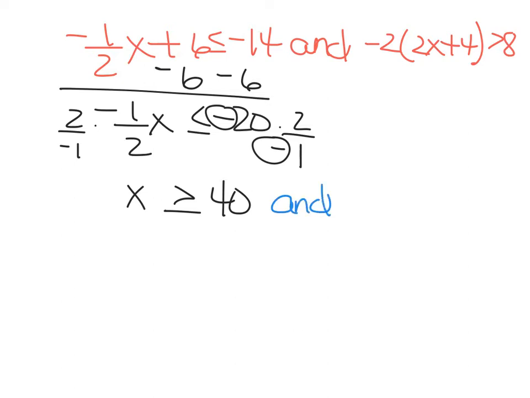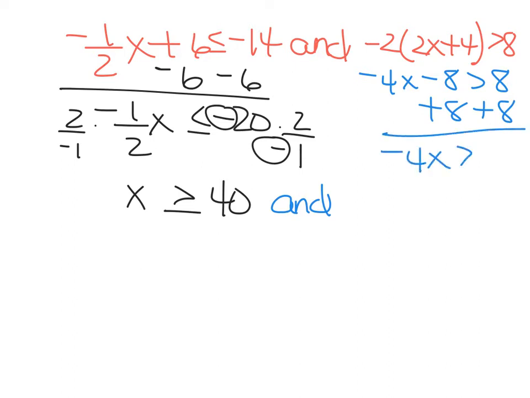We're going to do the distributive property, -4x minus 8 is greater than 8. Add 8 to both sides. I get -4x is greater than 16. Divide by -4 on both sides, which means I have to flip the sign. Okay, so here are my two answers.